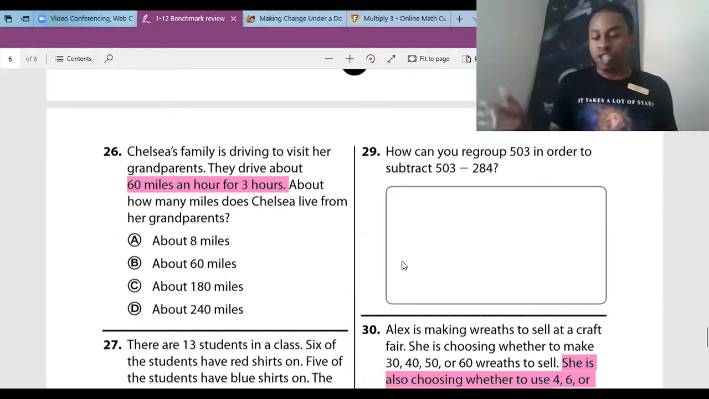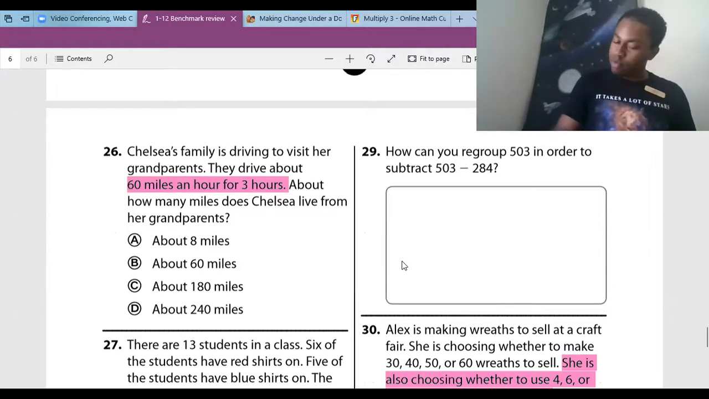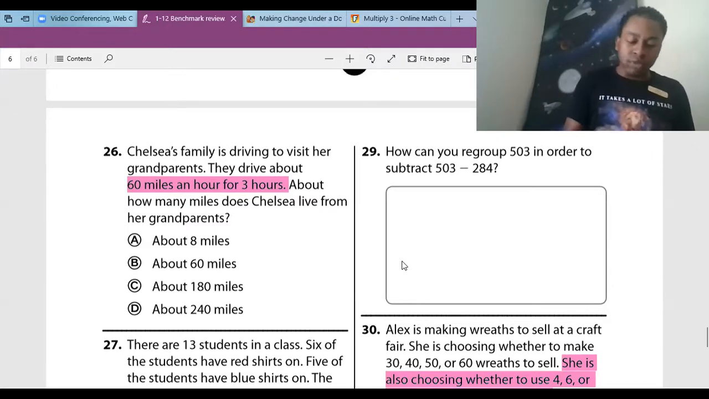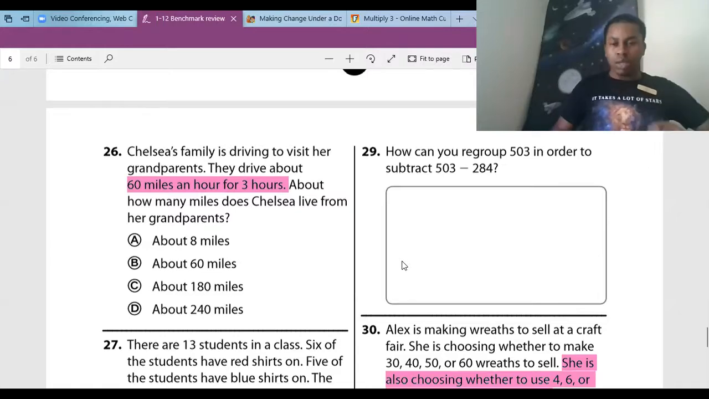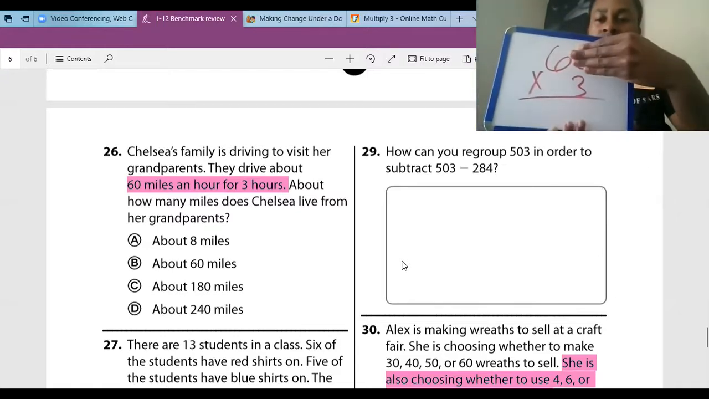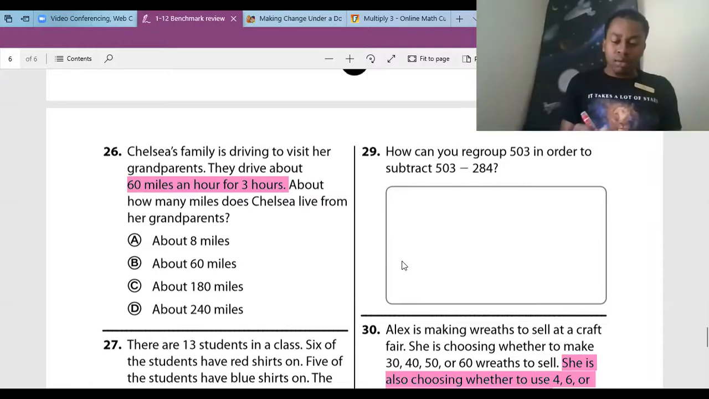That means we're going to do multiplication. And how do we do 60 times 3? Remember, that's a multiple of 10. So you write down 60 times 3. I'm going to line it up for you so you can see it. Okay. 60 times 3. I cover my 0. And I have 6 times 3. 6 times 3 equals 18.